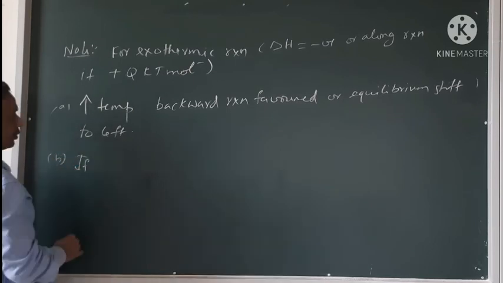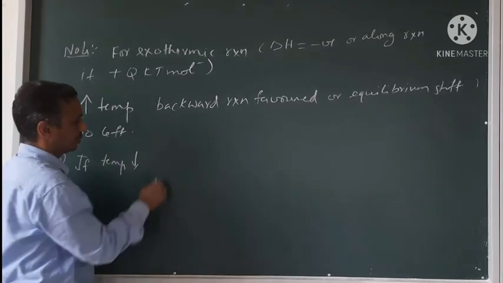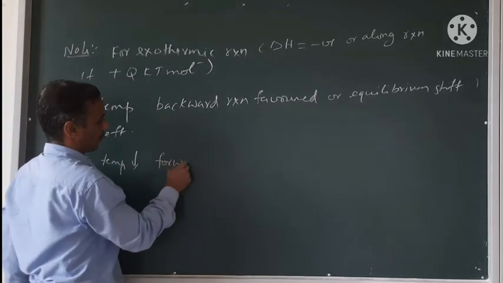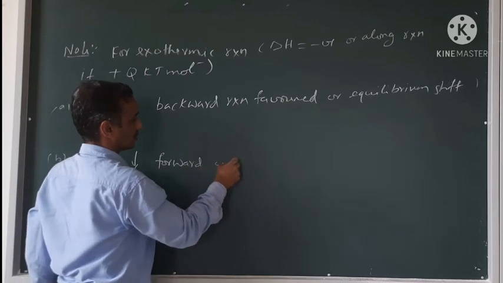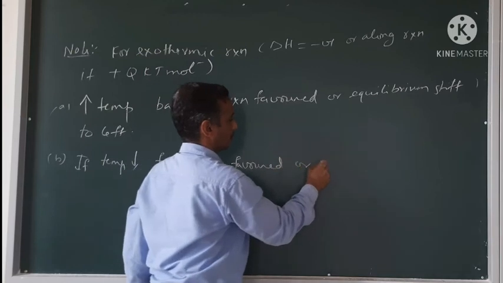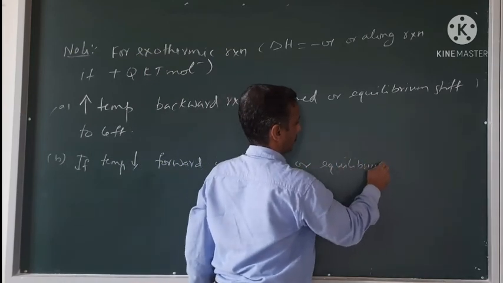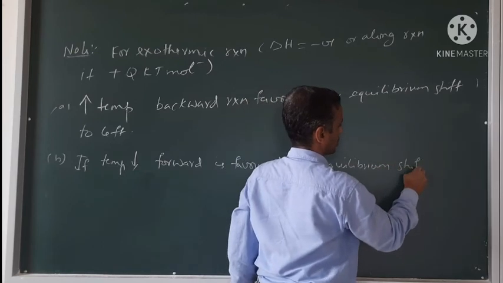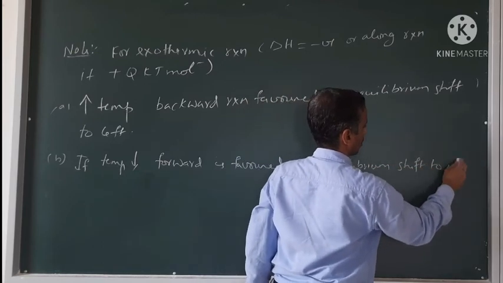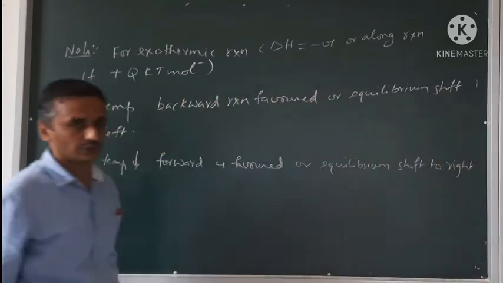If temperature decreases, forward is favored, or equilibrium shifts to the right. Forward is favored.